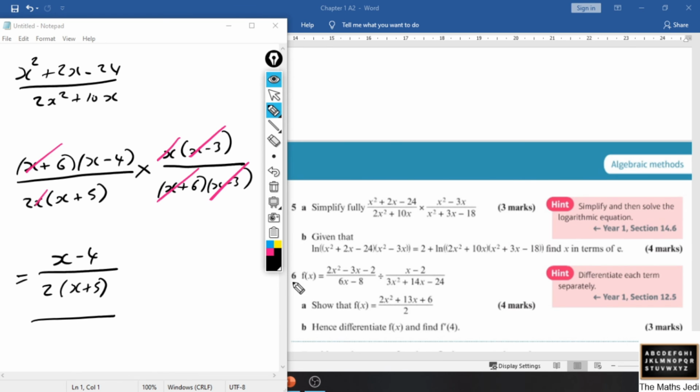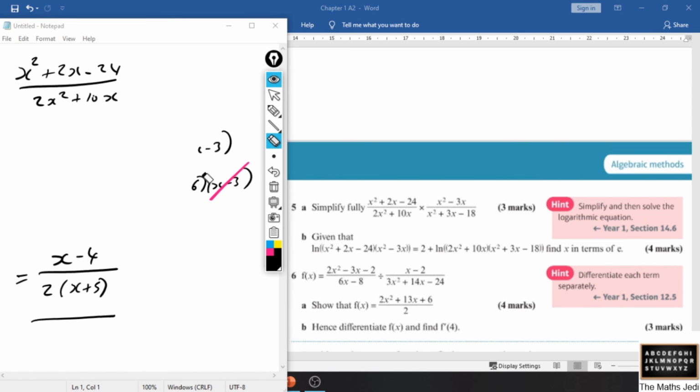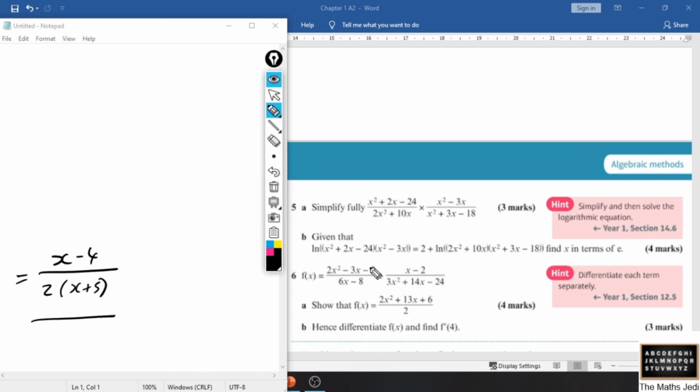In terms of part B, it says, given that all these log expressions, find x in terms of e. So this is quite an interesting question because it's sort of translating through to the chapters we've been looking at with exponentials and logarithms from the first year, from the AS stuff. So what is it actually asking you to do? And it's just using the rules of logs here.